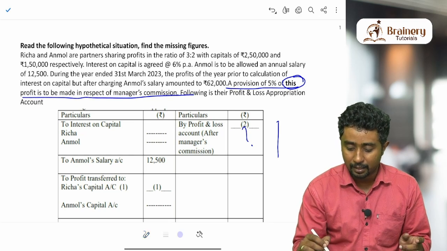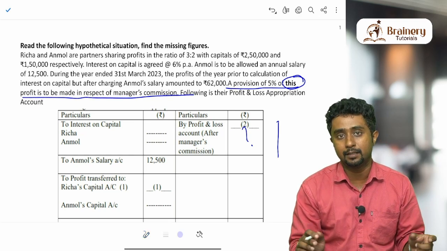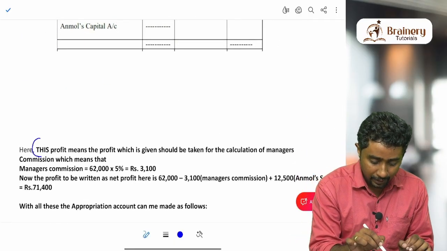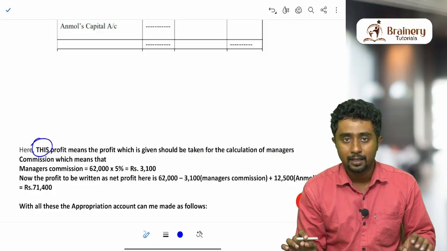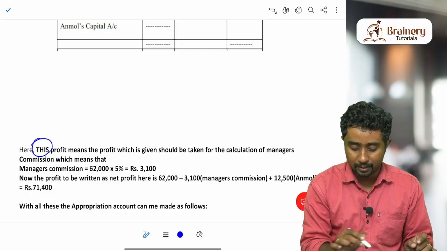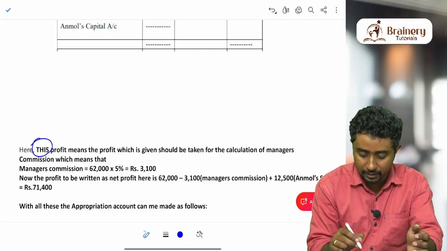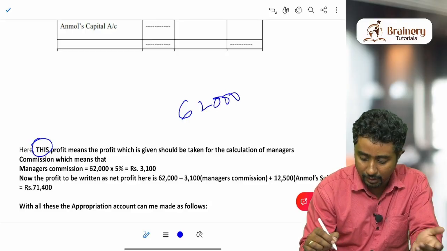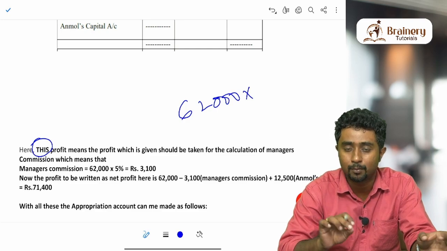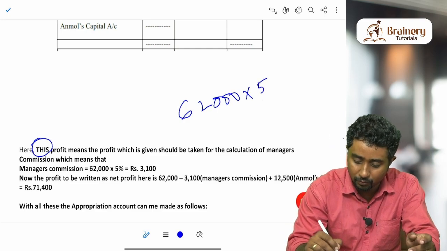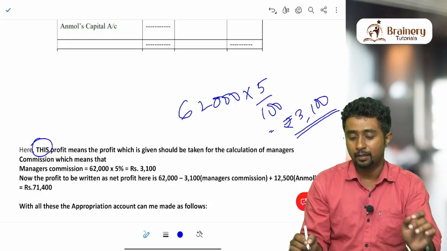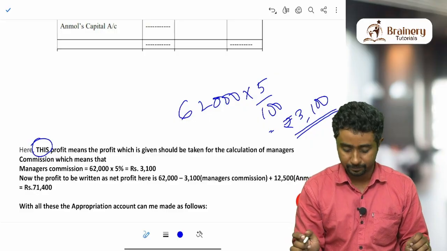So for calculating correct net profit, first we need to know how much is the manager's commission. For that only I mentioned this step, this profit. That is why I put this in full capital letters, you can see here. This profit means the profit which is given should be taken for the calculation of manager's commission. How much is this profit? 62,000. That is this profit. On that particular amount, that is 62,000 into 5 by 100, you will get how much? Rupees 3,100. This is the amount of the manager's commission.